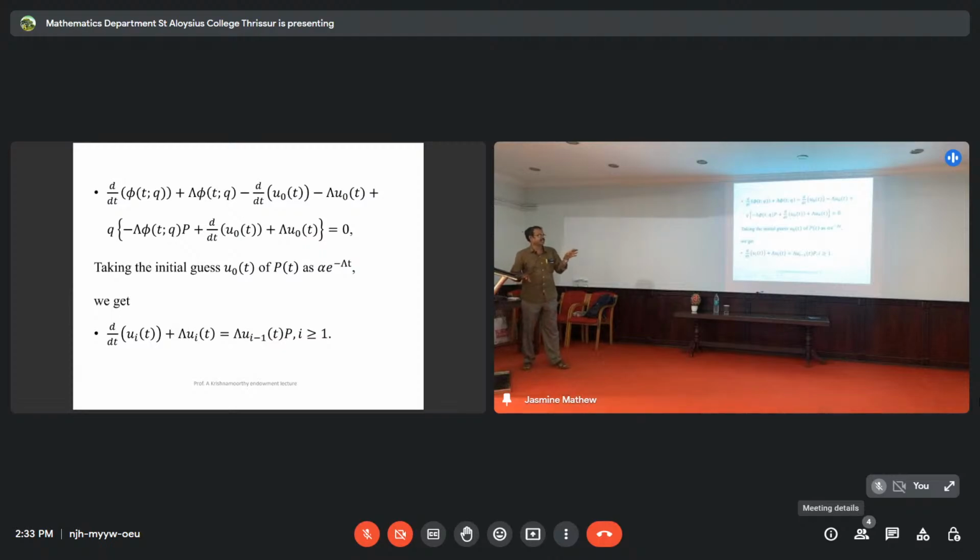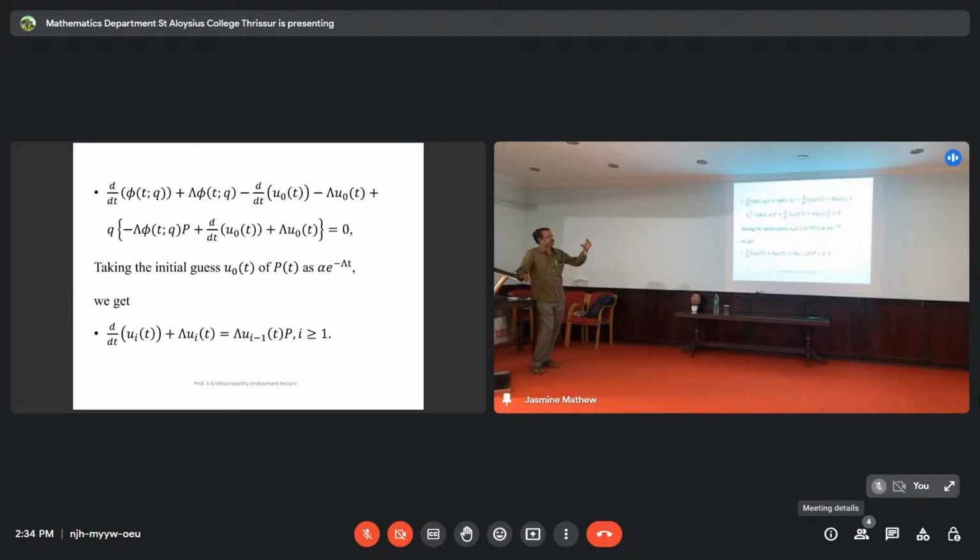So what is the intuition behind this assumption? When t equal to 0, p(0) is alpha. So initially the probabilities are according to alpha, and then as time progresses, the relevance of alpha fades out, and probably the Markov chain converges to its steady state. So the relevance of the initial distribution fades out. That is the intuition behind taking u0 as alpha e to the power minus lambda t.